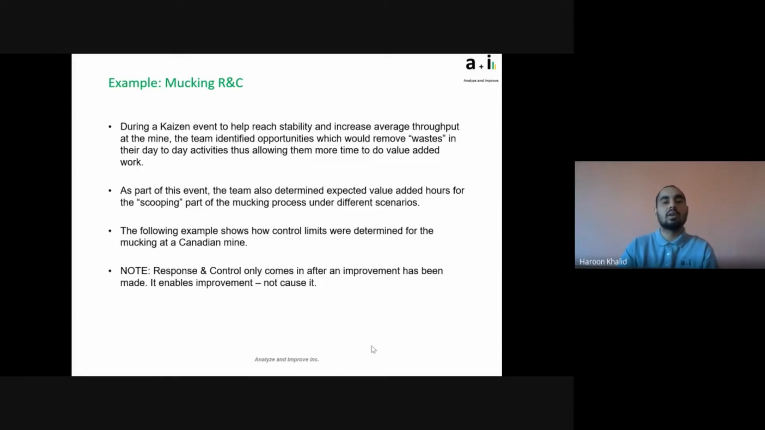And the example I have coming up just shows how we determined the process control limits for that mucking process. Once again, note, responsive control only comes in after an improvement has been made, and this was the case in this scenario during that Kaizen event after we had set some new standards. It only helps enable improvement, not cause it.